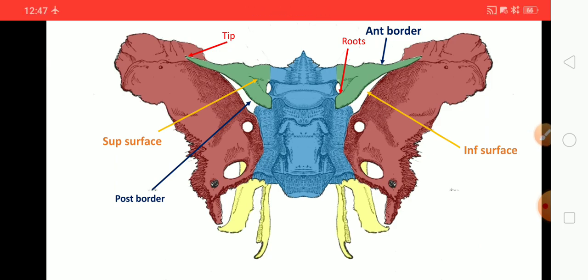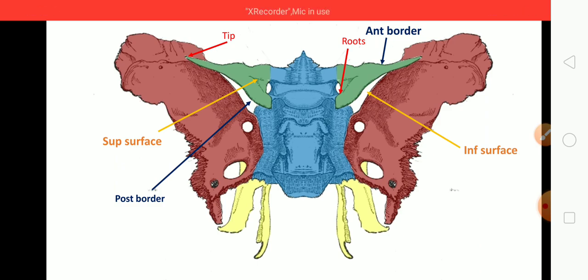The tip of the lesser wing is the lateral end of the lesser wing and it is situated near the lateral end of the superior orbital fissure. Then the two roots connect the lesser wing to the body of sphenoid and enclose the optic canal. The optic canal transmits the optic nerve and the ophthalmic artery.